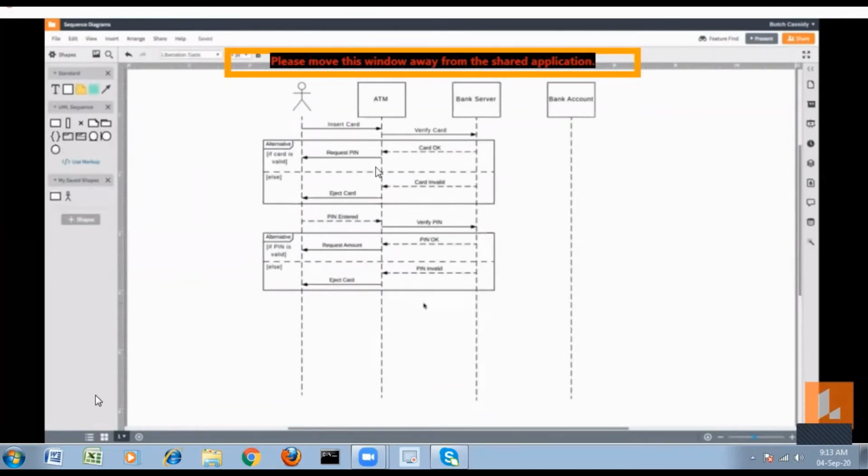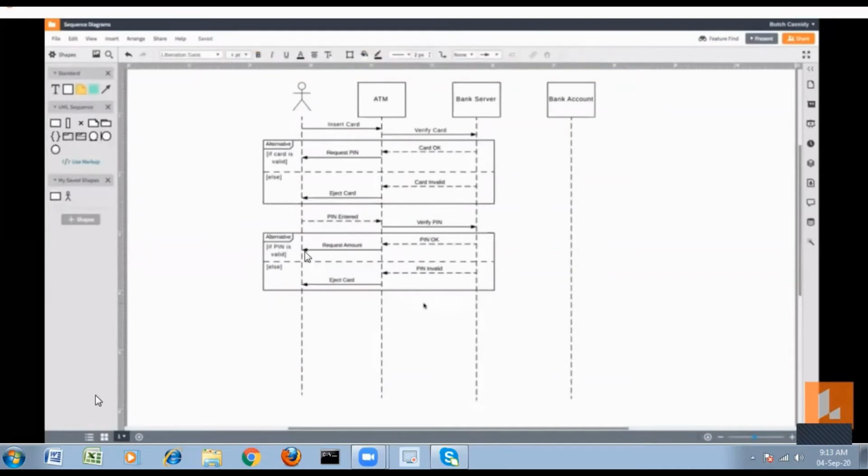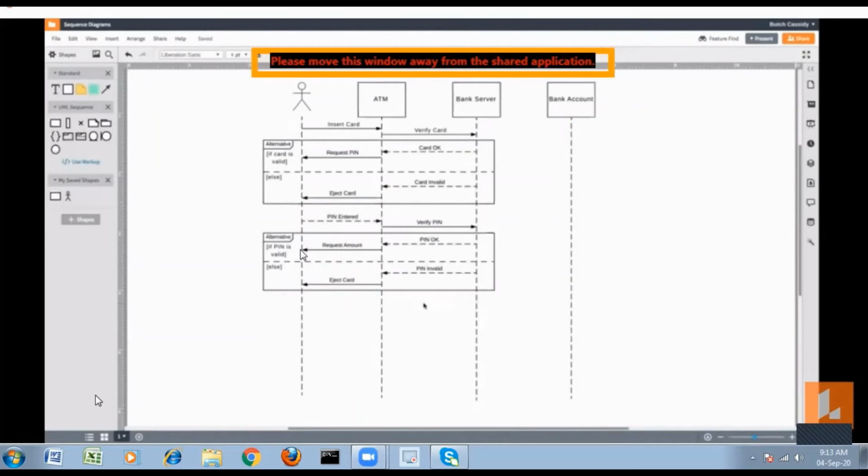Okay, now the ATM will send a request to the bank server, so it's a straight line saying to verify the pin. Okay, if the pin is okay, the requested amount would be asked by the actor. So the actor has to enter the amount that it wants to withdraw. If the pin is invalid, it has to eject the card.